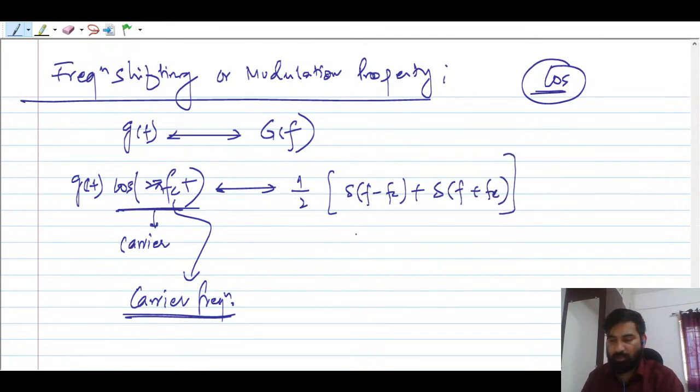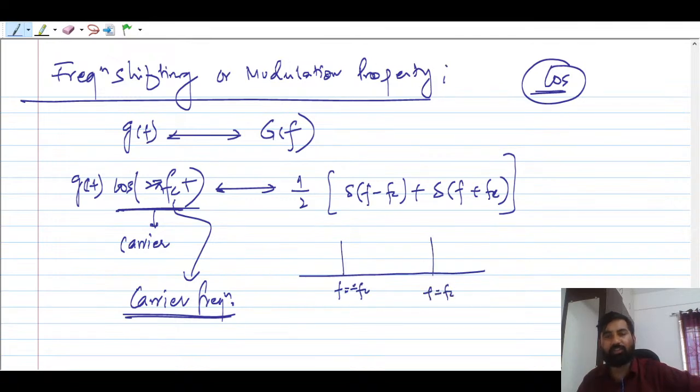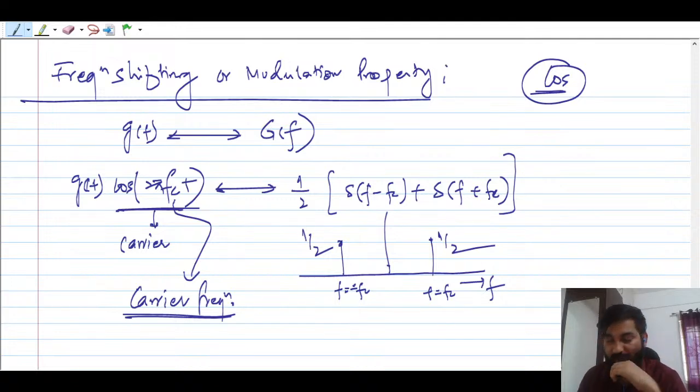So there will be two impulses. One impulse is at f equal to minus fc, and one impulse is at f equal to fc, and the height is 1 by 2 each. I think this is clear, right? So please remember these points. These points are important to keep in mind.